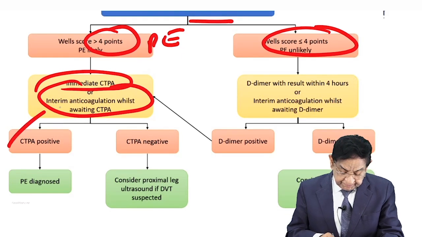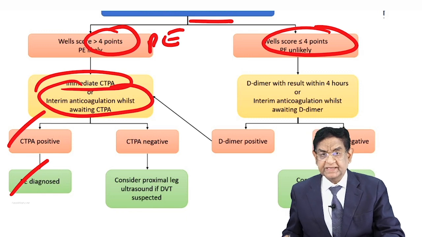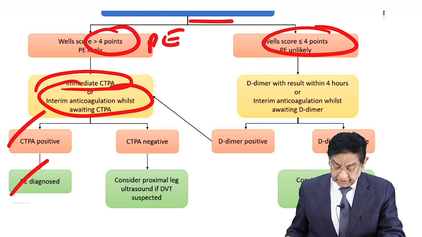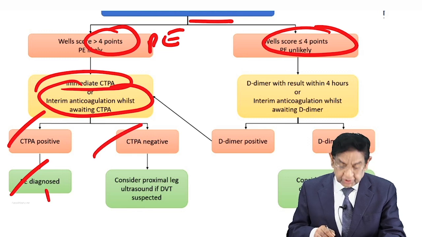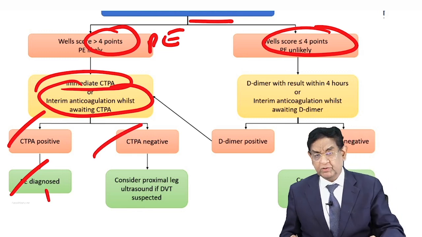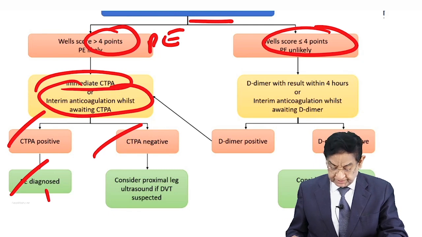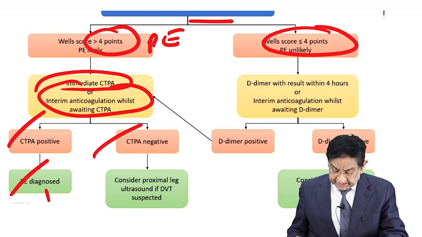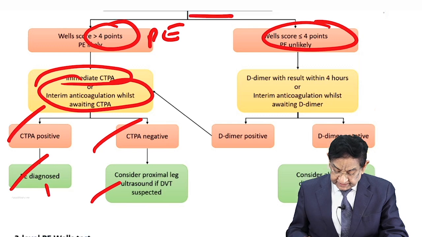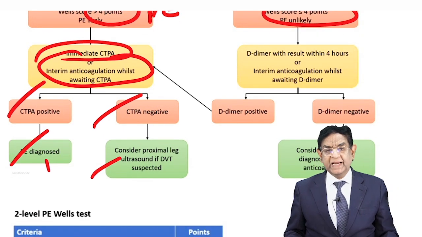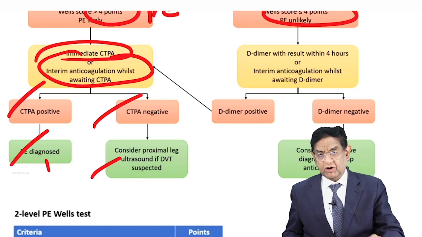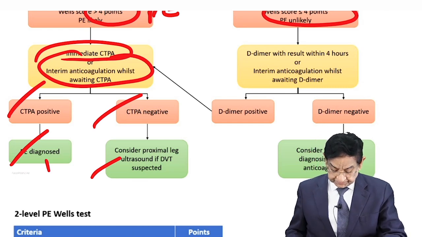If the CTPA is positive, you have diagnosed that it is really a case of pulmonary embolism. Of course, then you continue with oral anticoagulation. If the CTPA is negative, then you do a leg ultrasound to look for the clot in the deep veins.